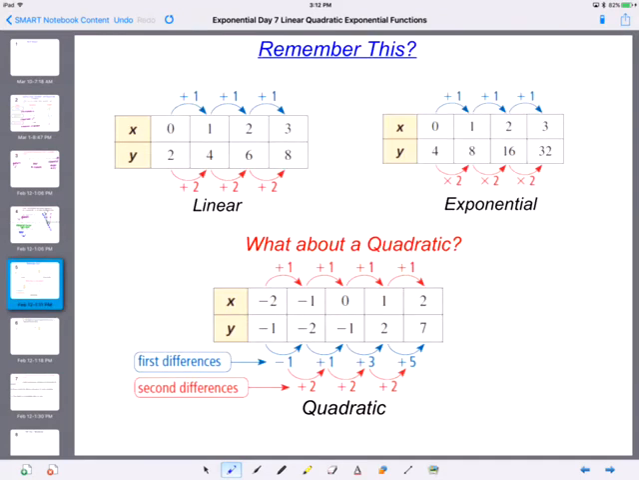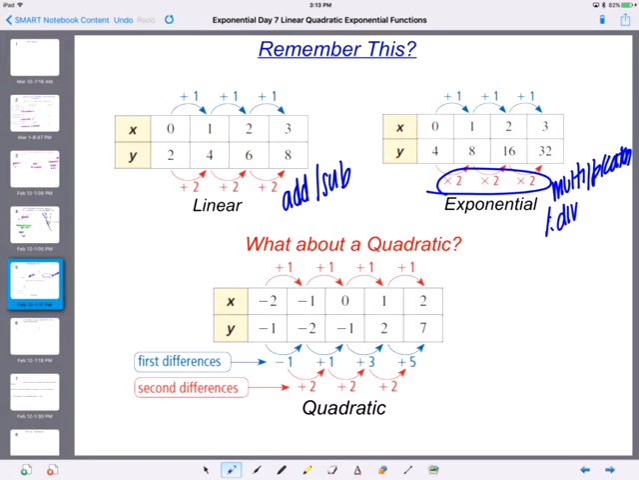Please remember this. If we have a linear function, we are adding or subtracting to go from one term to the next. So linear is add or subtract. Exponential functions are when you multiply. Technically, you could say you divide also, but that's really multiplying by a fraction.